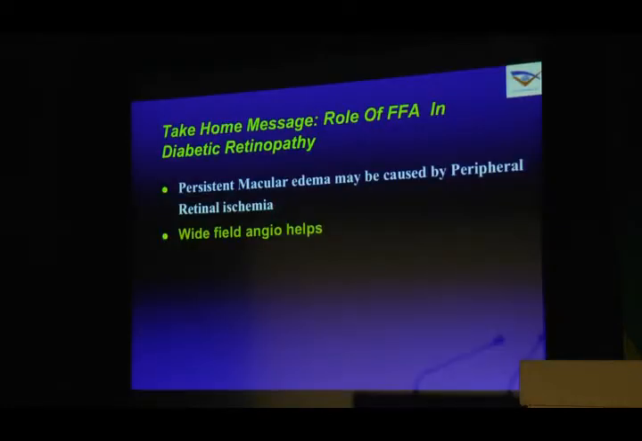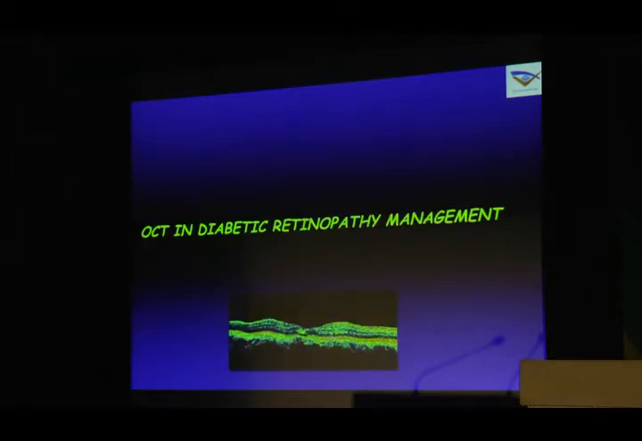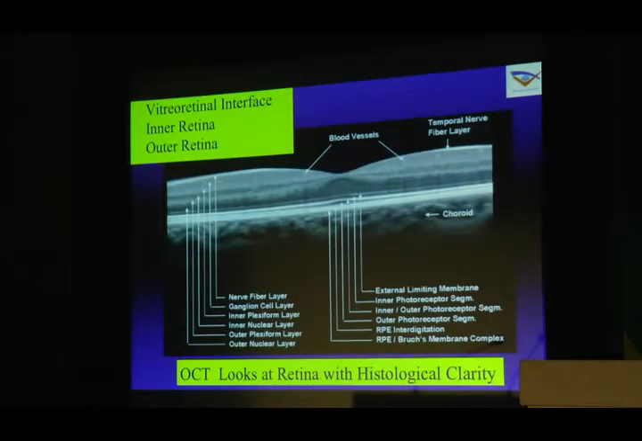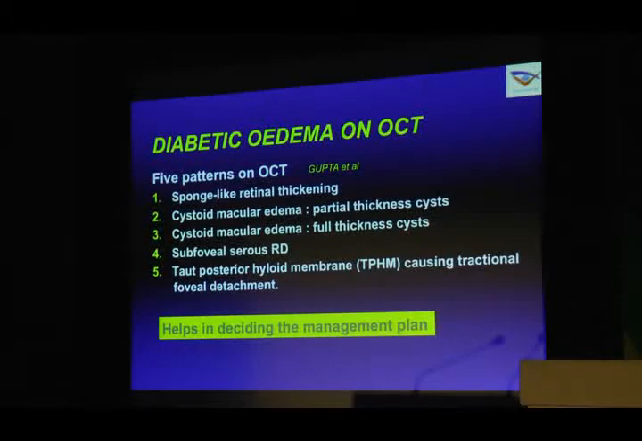So the take-home message is that wide field angio helps us in identifying peripheral ischemia and sometimes in treating macular edema which has already been treated with various pharmacological modulators, where one may have missed a peripheral ischemia. On OCT, you can see there are 6 layers of the inner retina and 6 layers of the outer retina. These layers can all be picked up, and they help us in identifying the various things which go on individually in different layers.